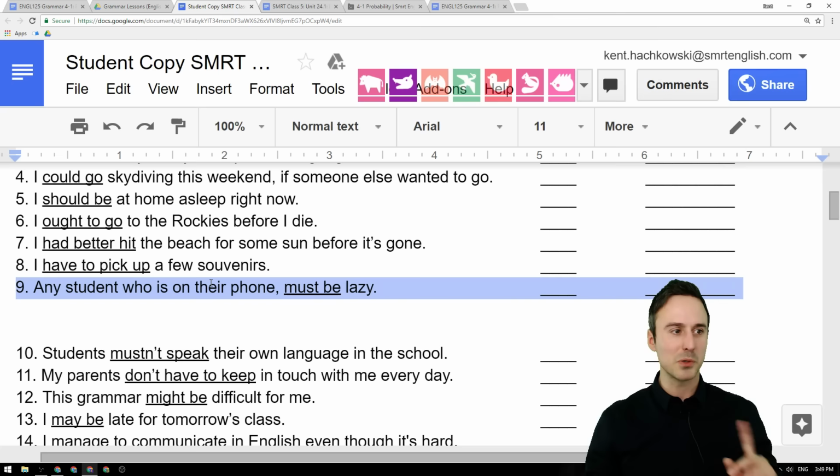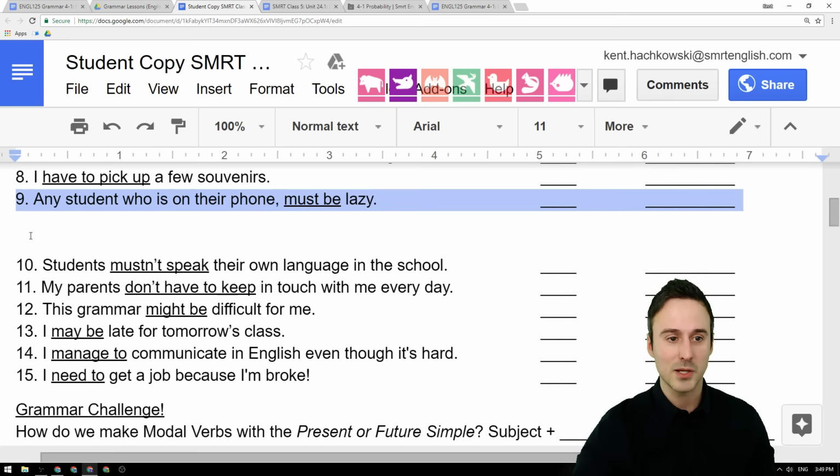To me, I think it sounds like a present idea because we're thinking about on their phone. And how many times are you on your phone? Kind of every day, right? You guys got it. Okay, it could be future, but you would have to add some information. Any student who is on their phone tomorrow during the class must be lazy. I would need some more words to make it future. So you guys got it pretty much so far. Let's do a couple more, and then I want to jump into the grammar challenge part.